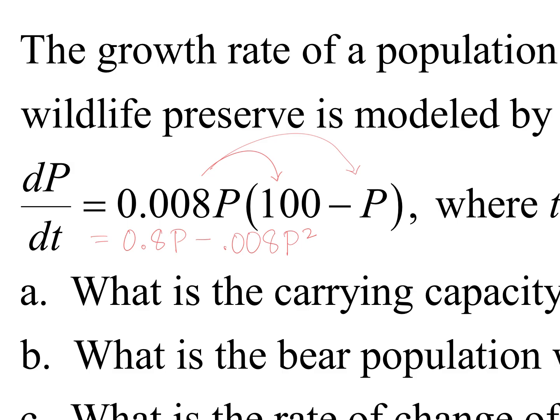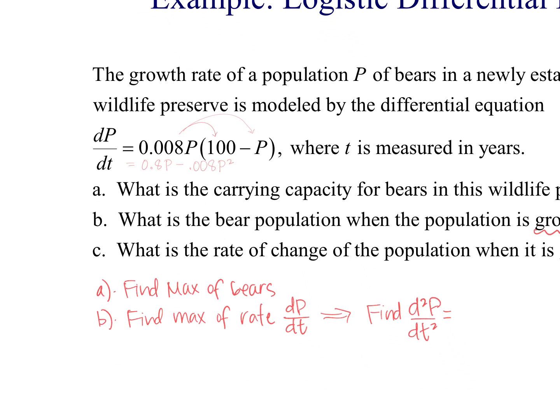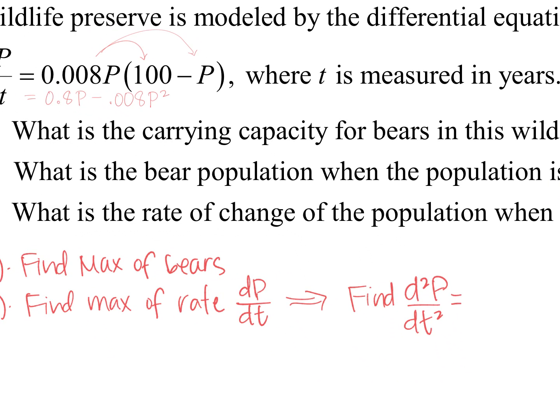I could do product rule, because this is one times the other. So you decide, is product rule, it's kind of a personal preference? I'd probably distribute because I like to take the derivative of things like this better. All right, so Grace, what's the derivative of 0.8p?